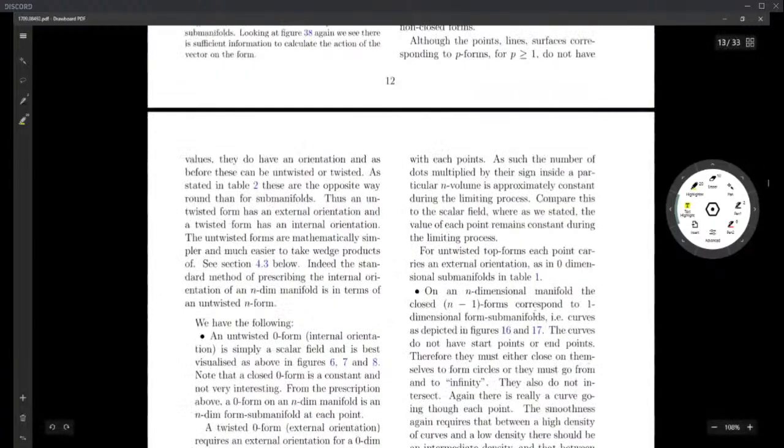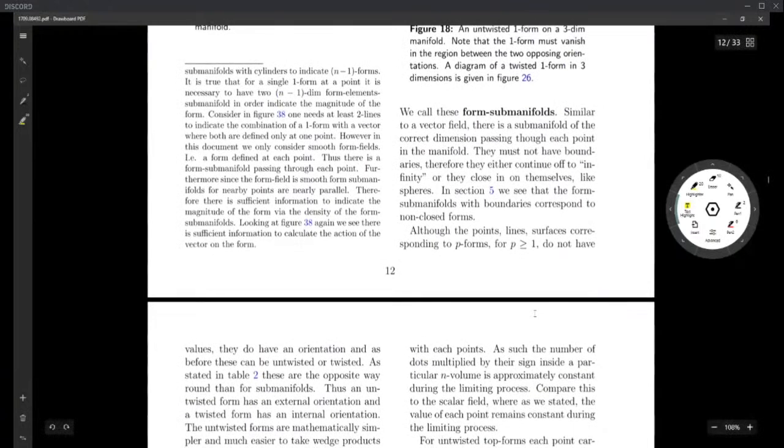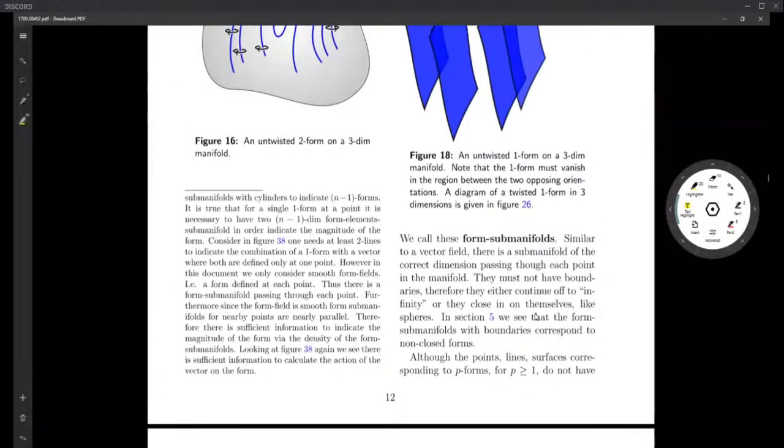So what are closed forms, right? Whoops, the internet's being a bit wonky here. Let's just forget this page for a moment, right?